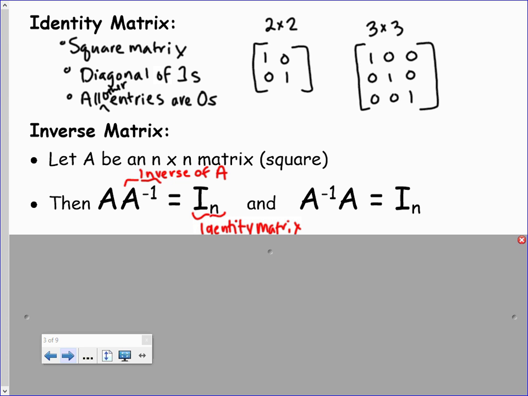As a side note, this sub n right here just means whatever dimension square matrix based on the dimensions of A, or the order of A. Okay. So if you had a 2 by 2 matrix for A, you would get the 2 by 2 identity matrix. That's what I sub 2 would be.